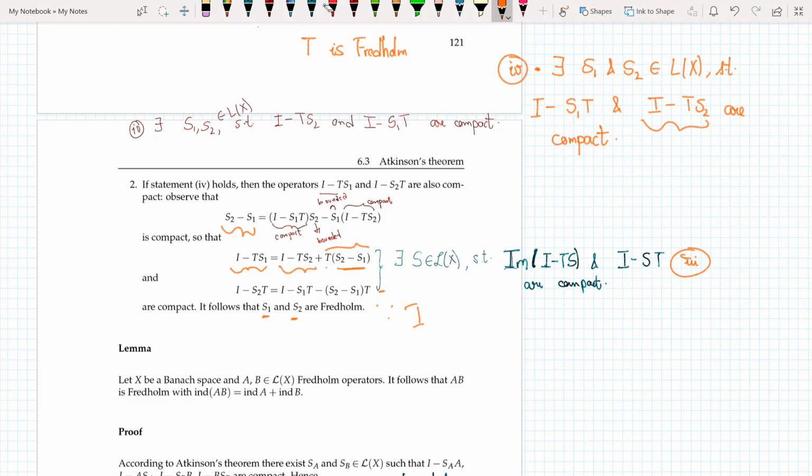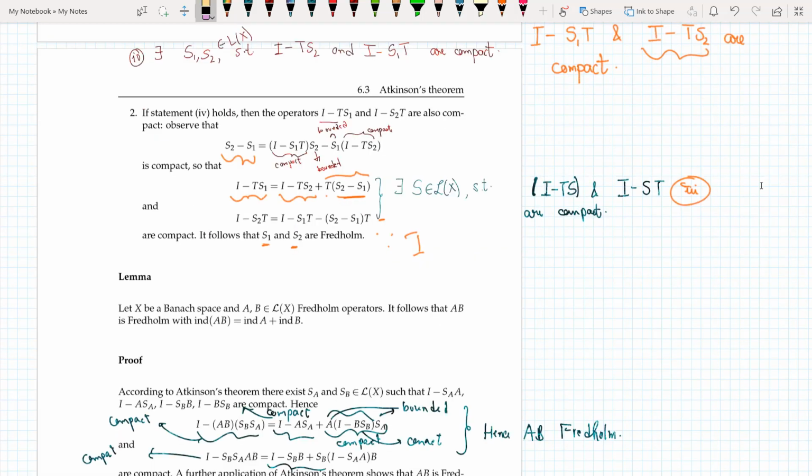And if you see in this case, 4 gave me that, so if I see from 3, I know that there exists S belonging to Lx such that I minus TS and I minus ST are compact. Then I say that okay, T is Fredholm. Now I got from 4 above that I minus TS1 is compact, and before I knew that I minus S1T is compact, so I can say that indeed S1 is also Fredholm. A similar argument follows, and S2 is also Fredholm.